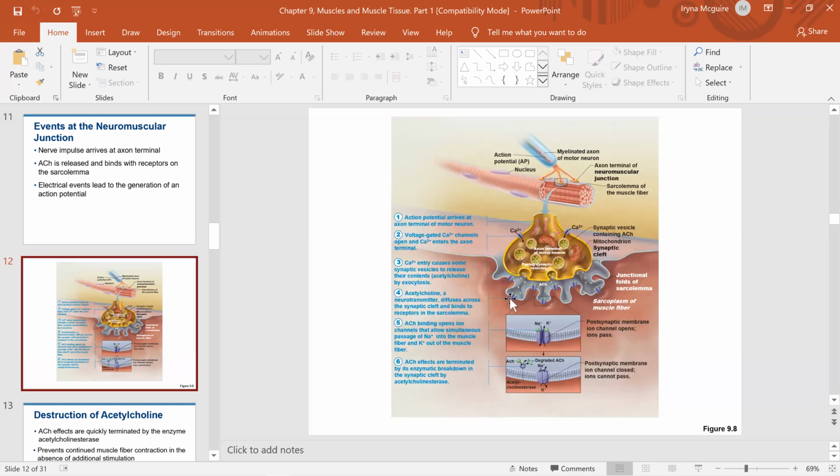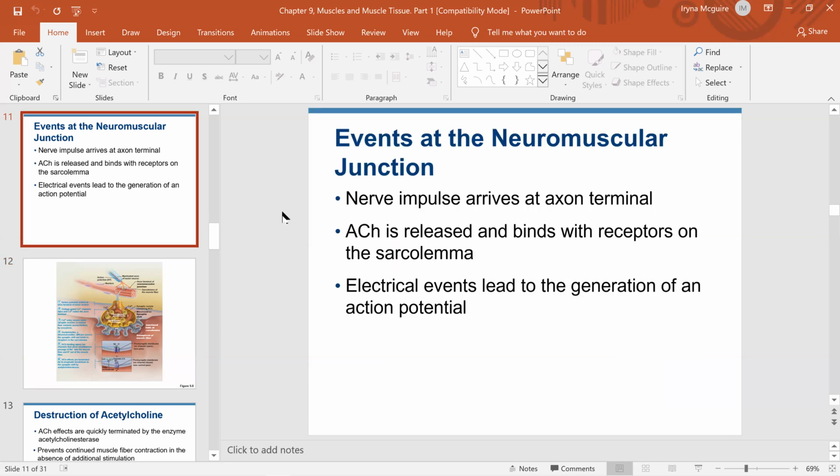So when acetylcholine is released and binds to its receptor, we make the membrane inside less negative and more positive, right? And this leads to generation of an electrical impulse, and this electrical impulse is called an action potential. So that's what it says: electrical events lead to generation of action potential.